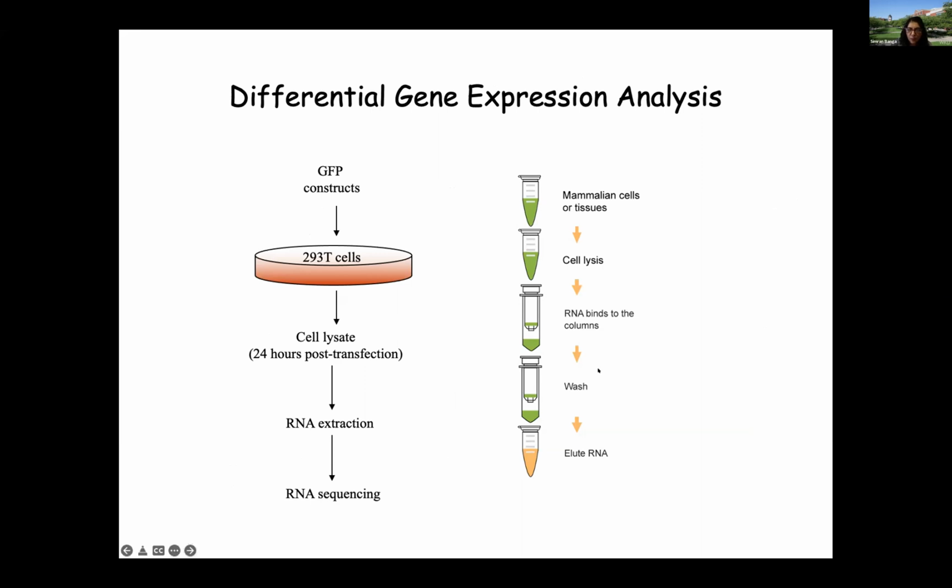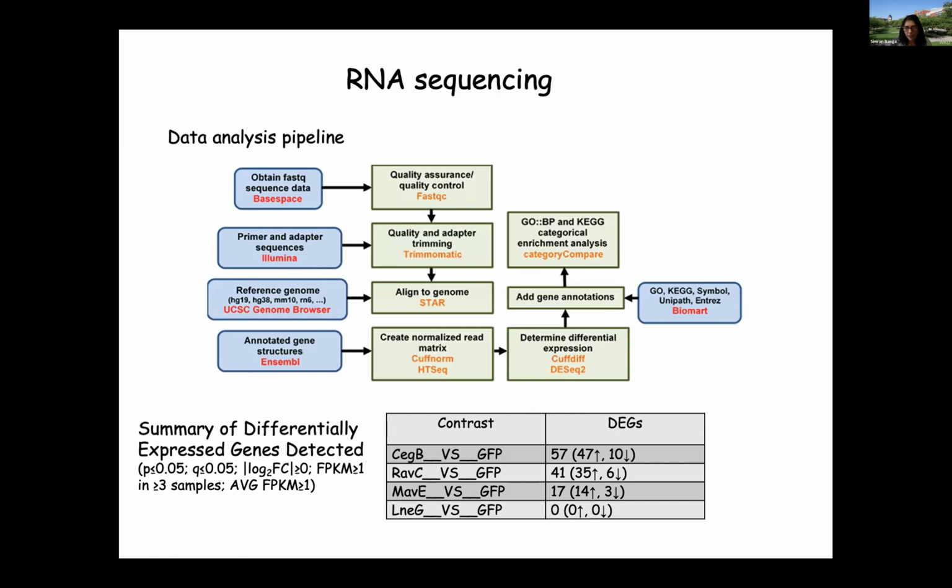So here we did simple RNA extraction, still under overexpression conditions using the GFP construct, and then RNA sequencing. So now we have some RNA sequencing data. This was all done with the genomic core at UL. Here you have the pipeline that was used for analysis. What we see here is a summary of how many genes were expressed or differentially expressed.